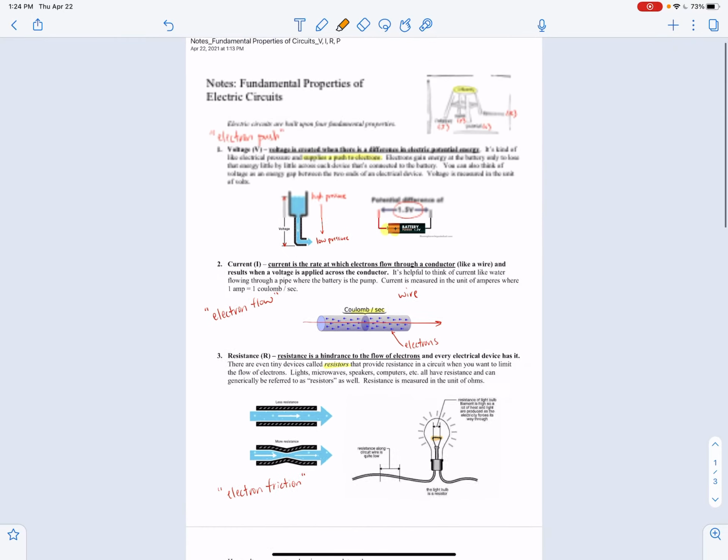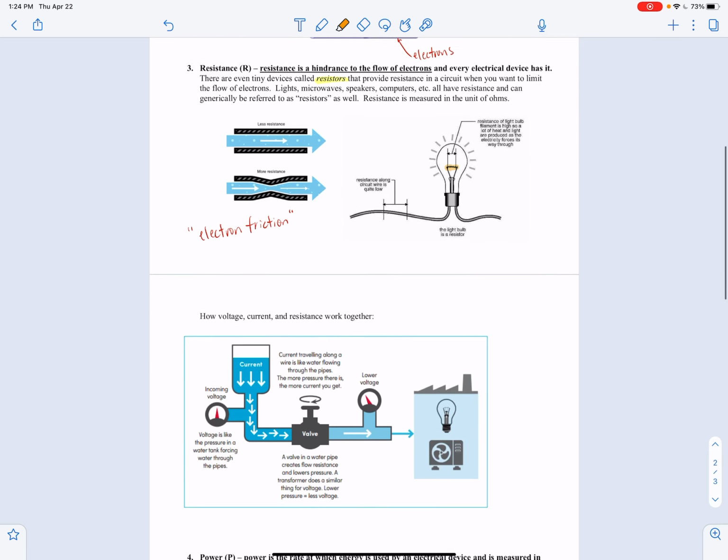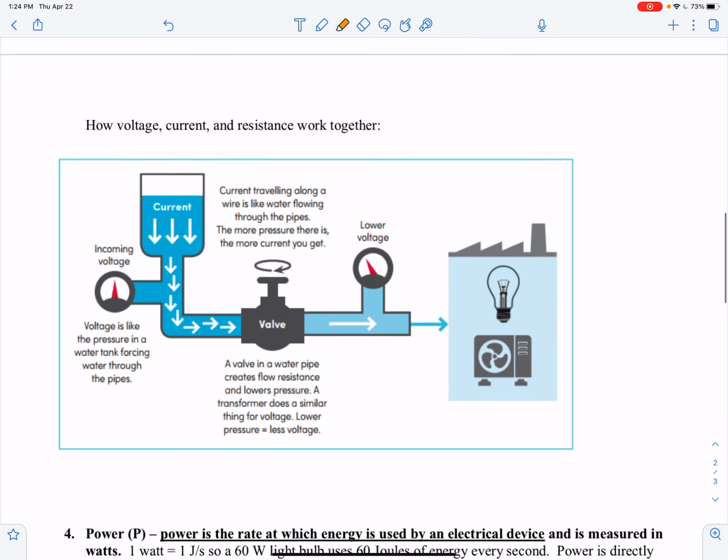Okay, so that's voltage providing the push of electrons. Current is describing the flow. Resistance is this sort of friction, the resistance to flow. And then they work together like this, okay?